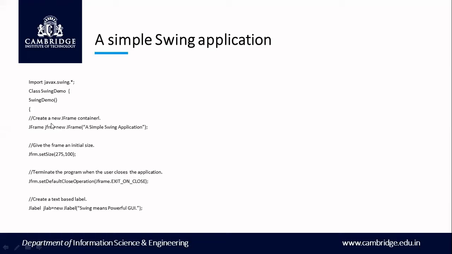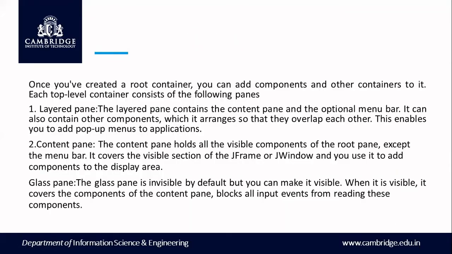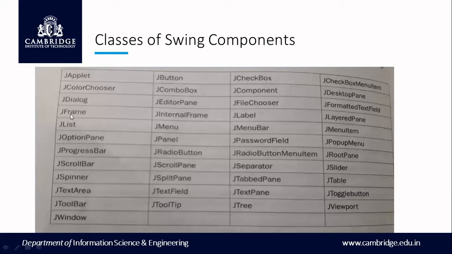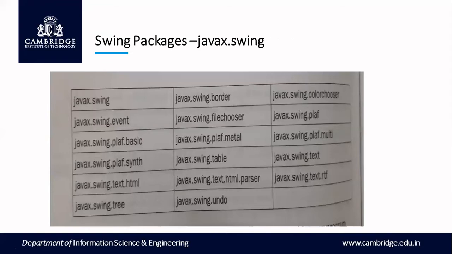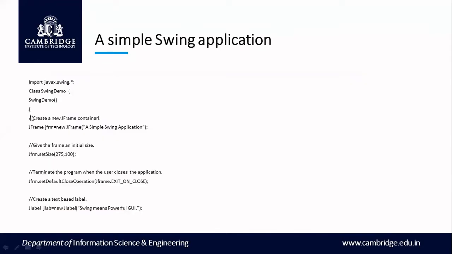You should create a container. The container must be visible to the user. So you can see here, JFrame is one of the components. I told you that a container itself is a component. So JFrame is the component that we are using. JFrame is the class. For this class called JFrame, I have created an object. What is the name of the object? jfrm. jfrm is equal to new JFrame, "A Simple Swing Application". So you're creating an object and you are passing the parameter, that is, A Simple Swing Application.